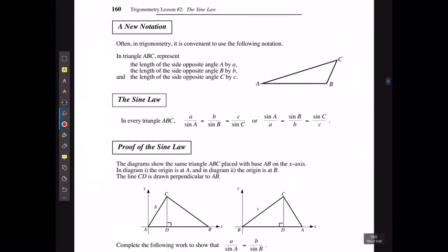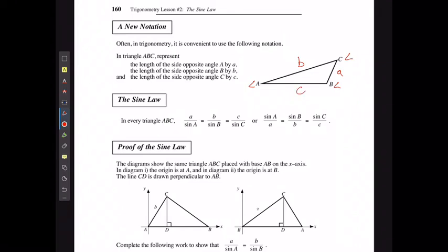All right. Often in trigonometry, it's convenient to use the following notation, where if I say that I label all of my angles, angle A, angle B, and angle C as my 3 points, then the opposite side lengths are going to be represented by the same letter in lowercase. So opposite of A is going to be lowercase a, opposite of B is going to be lowercase b, and opposite of C is going to be lowercase c.